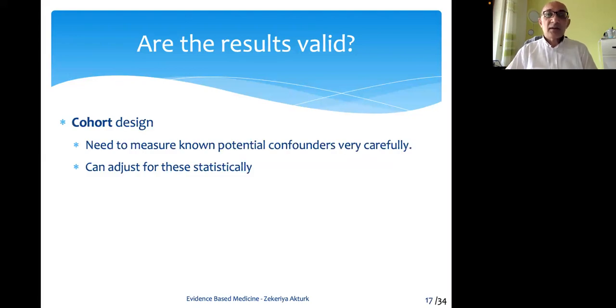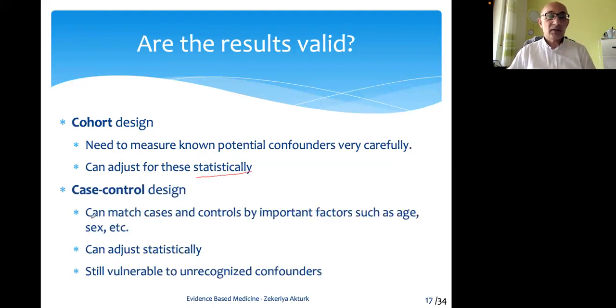What about cohort studies? In cohort studies, they need to measure known potential confounders very carefully. And since you are not able to decide what kind of confounders are present in the participants, you do this after you collect your data. You take care of or adjust for the confounders statistically during the analysis stages. Similarly, also for case control studies, either you match the cases and controls at the beginning on the confounding variables, like having similar age groups or similar sexes. But still here, you can adjust during the analysis, you can control for the confounders.